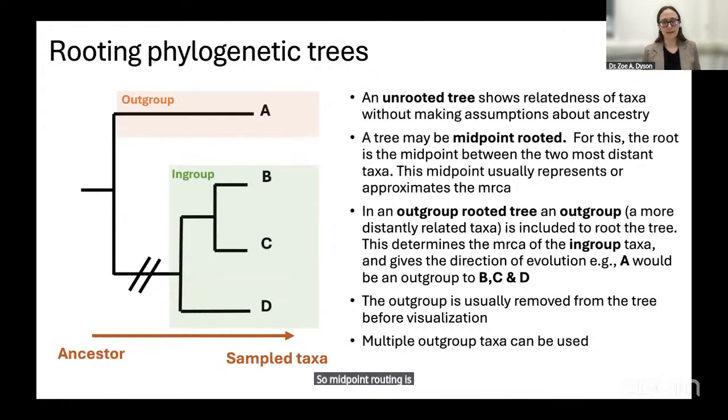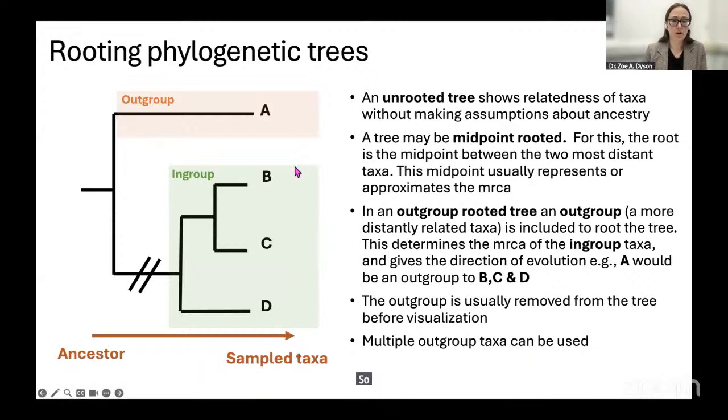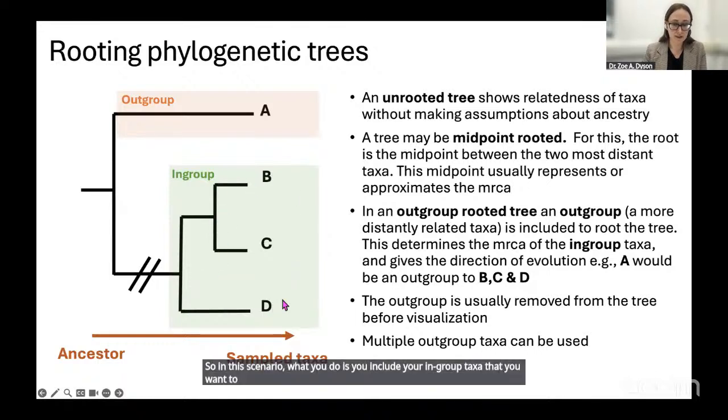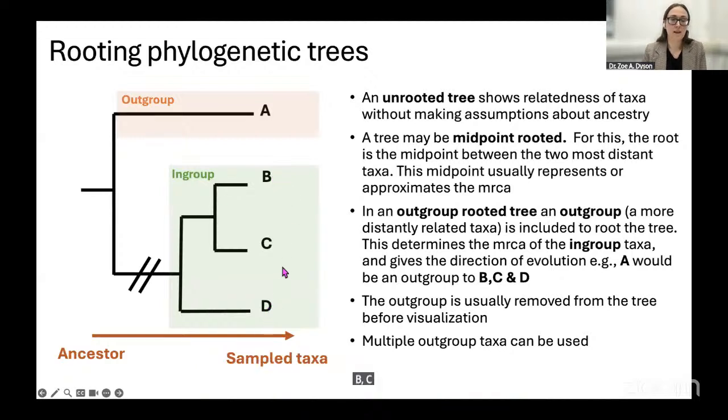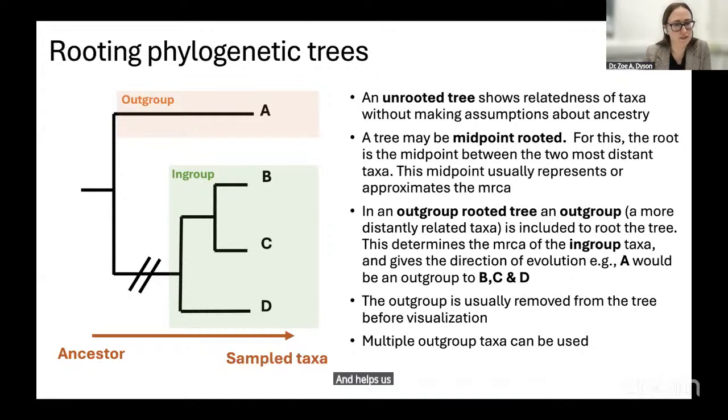Another option that's available to you in rooting phylogenetic trees is what's referred to as outgroup rooting. So in this scenario, what you do is you include your in-group taxa that you want to study in your inference. So in this case, this is sequences B, C, and D. And you also include a more distantly related taxa. So for example, A here is something that is slightly distantly related that gives a reference point for the evolution and the direction of evolution represented in this particular tree and helps us find the most recent common ancestor.